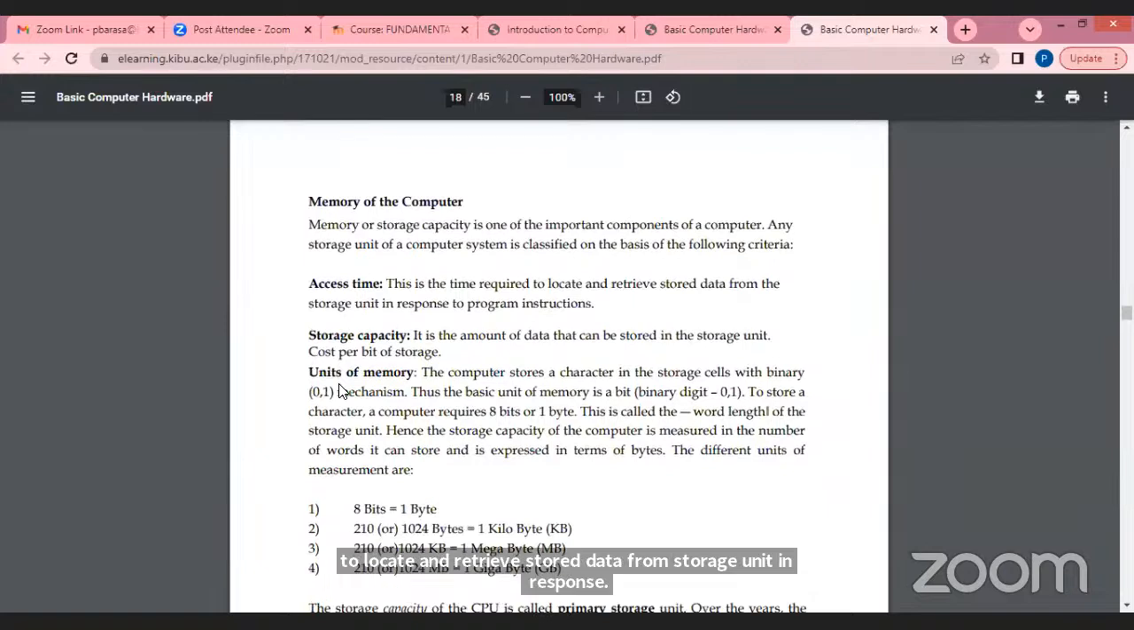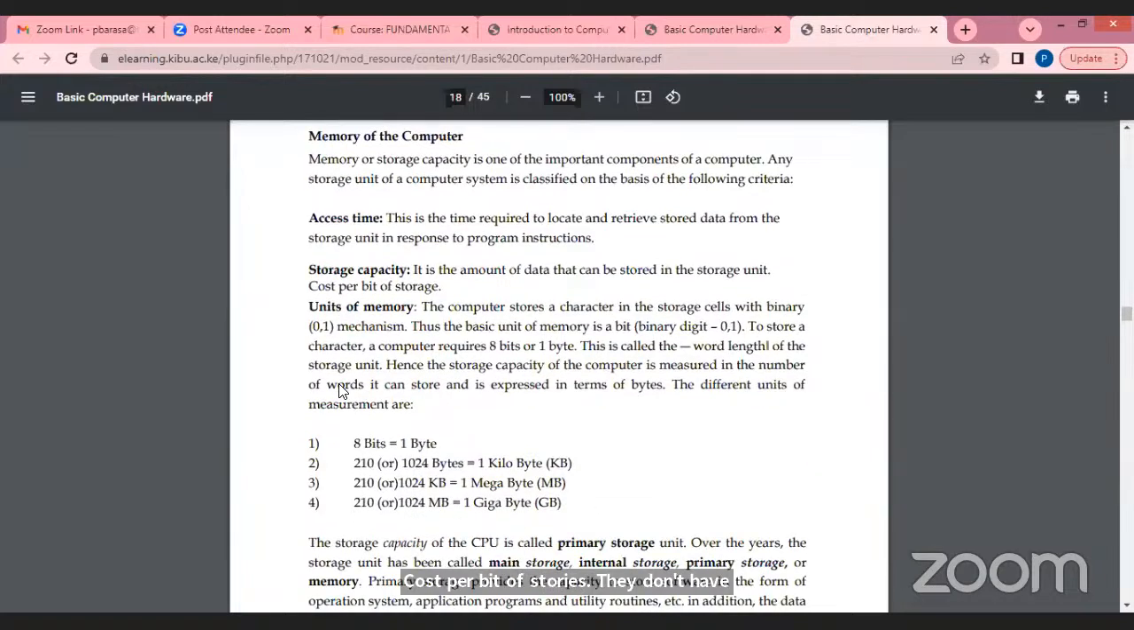Then we have the storage capacity. It is the amount of data that can be stored in the storage unit. Then the cost per bit of storage. Then we have the units of memory. The computer stores a character in the storage cells with a binary 0 and 1 mechanism. Thus, the basic unit of memory is a bit, the digits 0 and 1. To store a character requires 8 bits or 1 byte. This is called the word length of the storage unit.